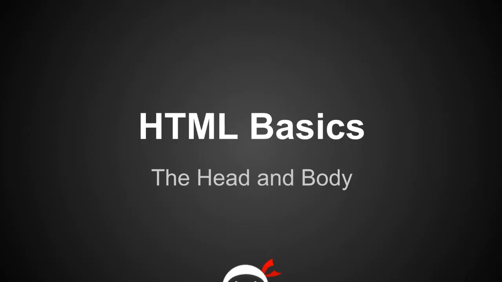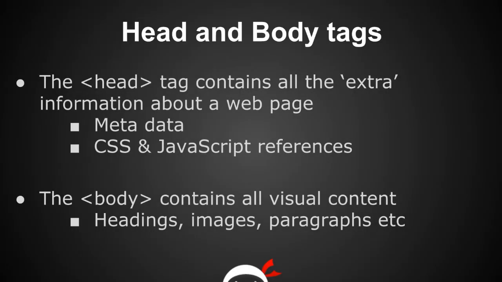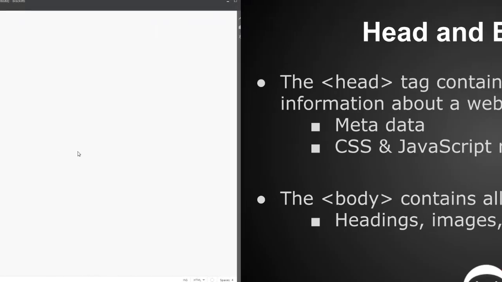So just to recap quickly, in the last lesson we said that the head tag contains all the extra information about a web page. So this can be things like metadata, CSS references, JavaScript references. So all this is data that you want to tell the browser, look, this is some extra information about the web page, but you don't want to show it to the user. All that in the head. The body tag contains all the visual content, everything that you want to show to the user, you put in the body tag. Headings, images, paragraphs, whatever else you've got. So I'm going to jump back over to Brackets now and I'll see you there.